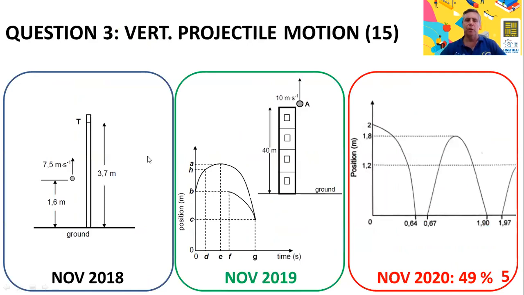Now, over the last 3 years, you can see the questions that have come up. The last 2 years have had quite a lot to do with graphs, and the November 2020 paper was exclusively about a graph for a bouncing ball. The previous 2 years were objects that were thrown up and went up into the air and down again, starting from a certain height above the ground. We will cover these 3 questions very carefully at the end of this video.